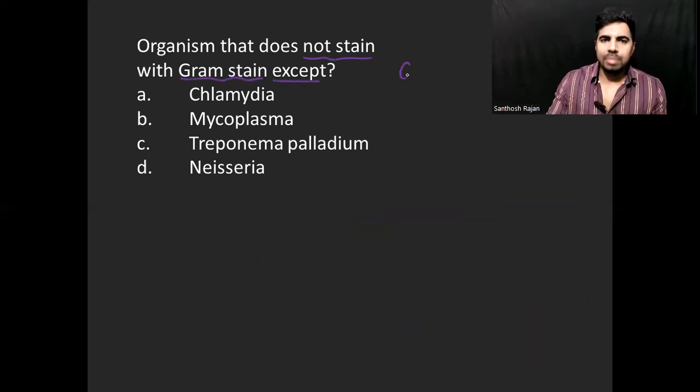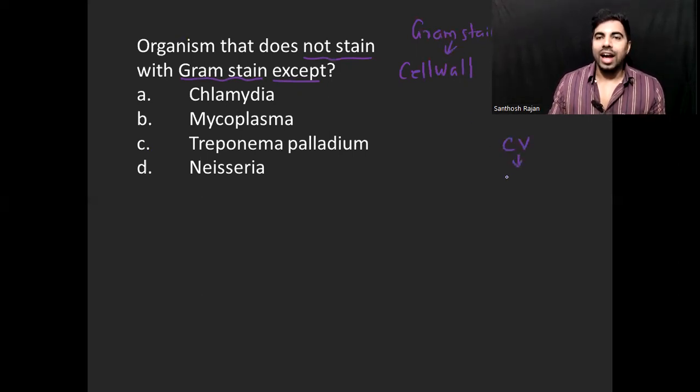If you want to stain a gram stain, you need to have a cell wall. Otherwise, you can't do gram stain. What is the gram stain we're using? We use crystal violet. Then we use the iodine, that is called Gram's iodine. And then we wash with acetone or alcohol. And then we add a secondary stain, safranin. Okay, this is the usual mechanism.